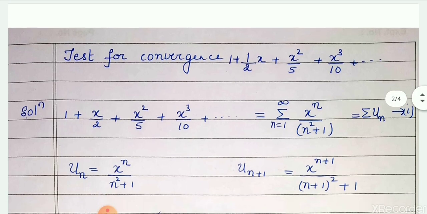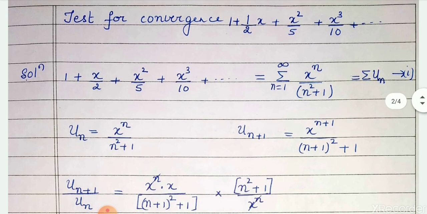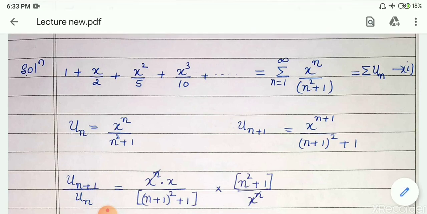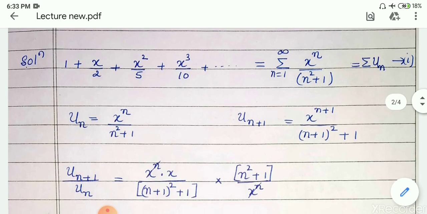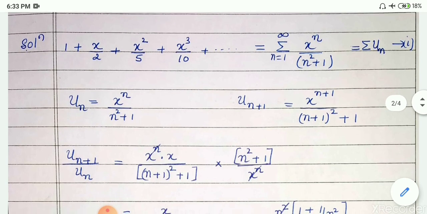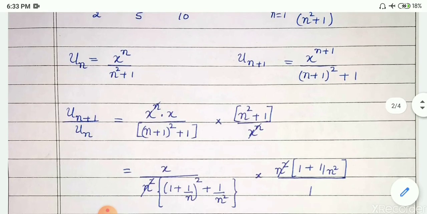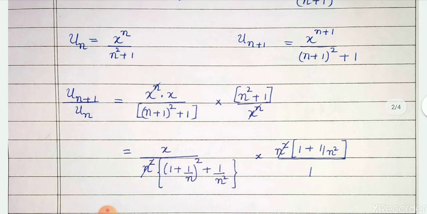Okay. So un is written as x raised to n divided by n square plus 1. Un plus 1 is easy. You have to replace n by n plus 1. So it becomes x raised to n plus 1 divided by n plus 1 square plus 1. We go for the ratio.